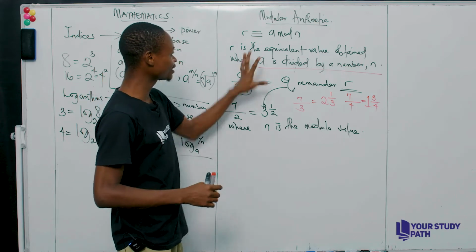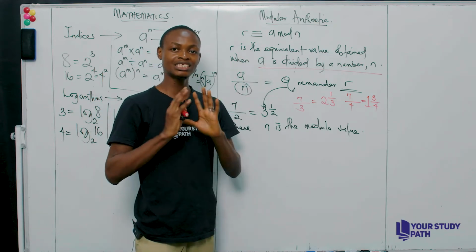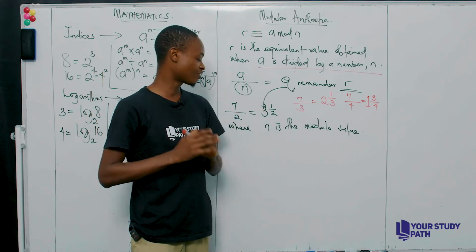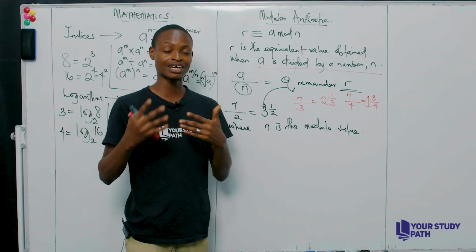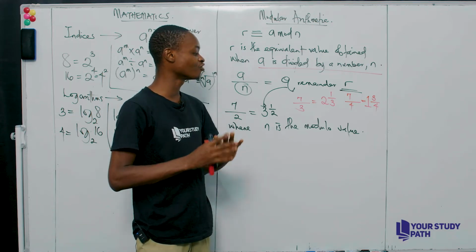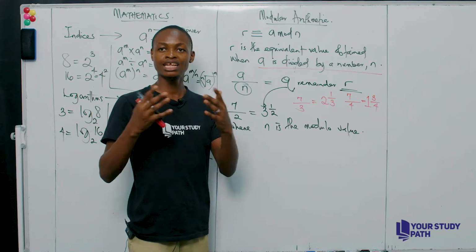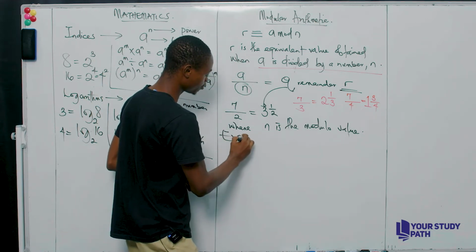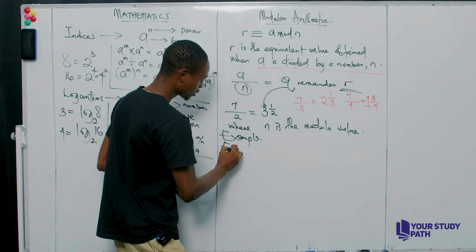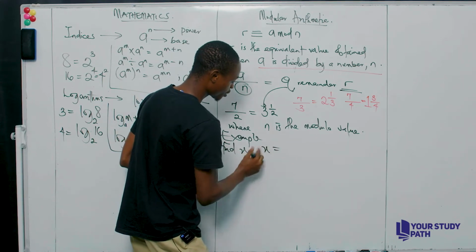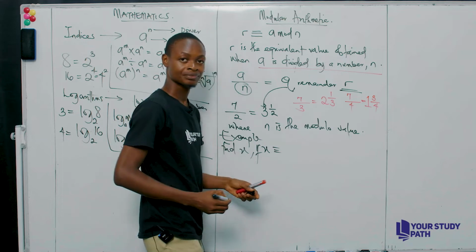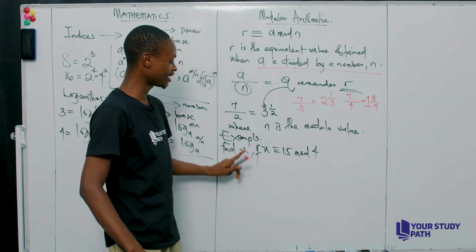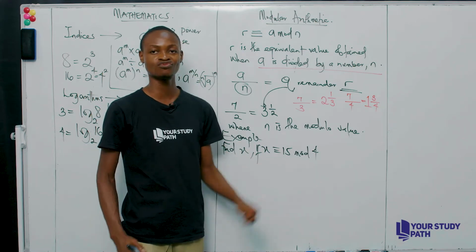Now, let's look at examples. Of course, in practice, how do you carry out modular arithmetic? The easiest way of carrying out modular arithmetic is through the use of the long division. If you can perfect the use of the long division, which I know you have already practiced a lot at this point, then you would have no problem with modular arithmetic. Let's put it into practice. Let's have an example. What will be the equivalent form of 15 mod 4? So let's find x if x is equivalent to 15 mod 4.